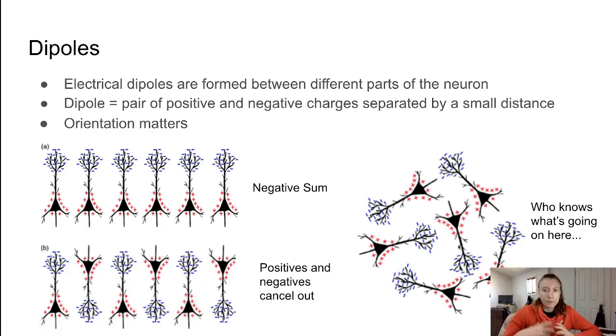More realistically, we have neurons haphazardly arranged everywhere in the cortex. It's hard to know exactly what we'd be getting at here. Could it be a net positive, a net negative, or a zero? Who knows?